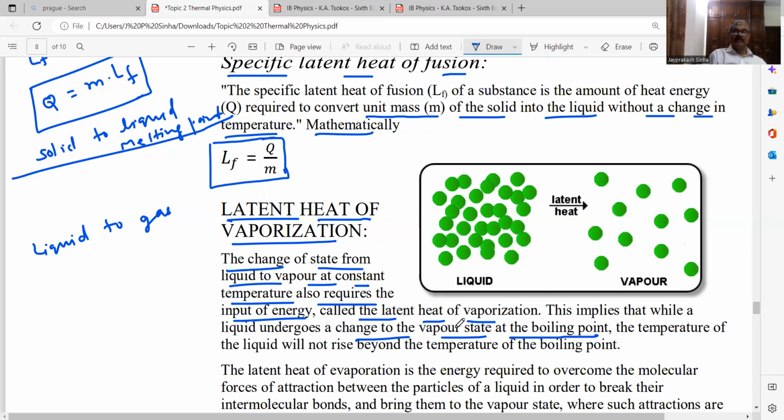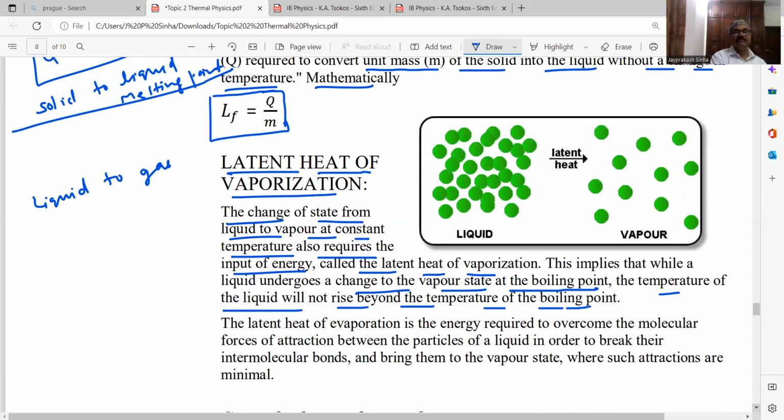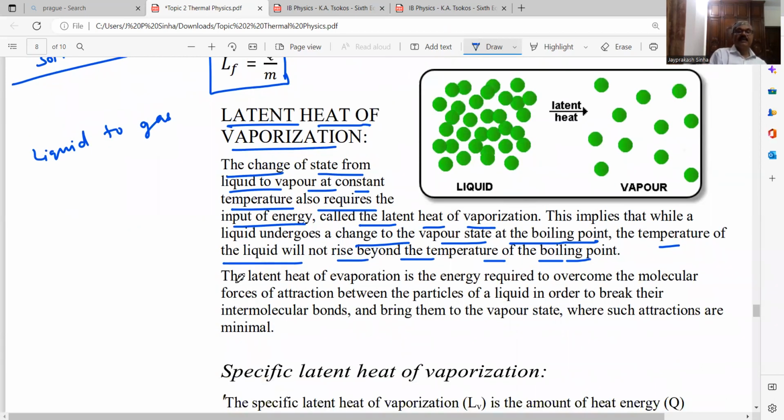So while a liquid undergoes a change to the vapor state at the boiling point, the temperature of the liquid will not rise beyond the boiling point. This change of state also occurs at constant temperature. During the phase change from liquid to gas, there is no rise in temperature. The whole amount of heat is utilized in breaking the bonds. This is the latent heat of vaporization.